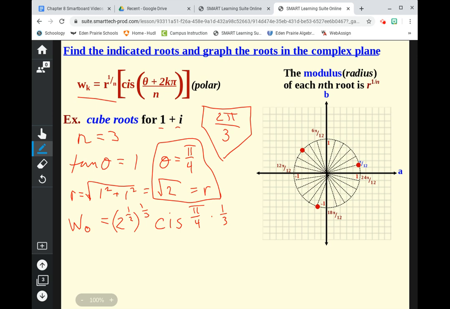So I'm just going to clean this up. So W sub 0 equals 2 to the 1/6 power cis pi over 12. That is actually one of your answers. I remember we're going to have, it's the cube root. We're going to have 3 answers: W sub 0, W sub 1, and W sub 2.